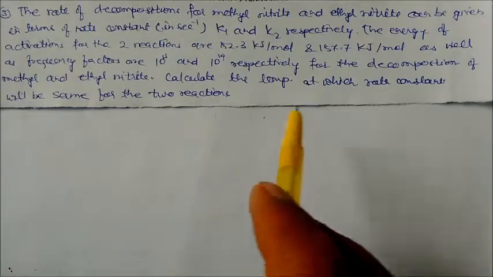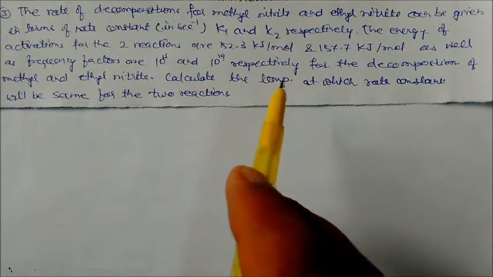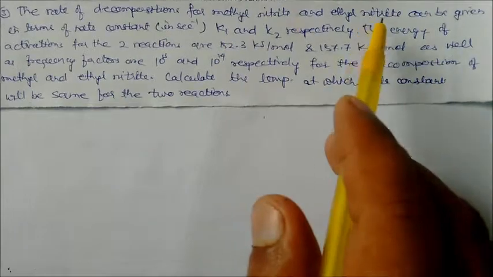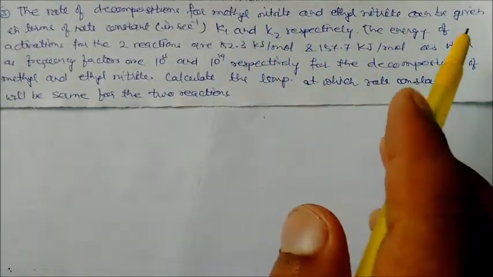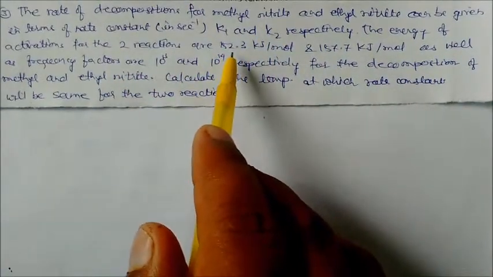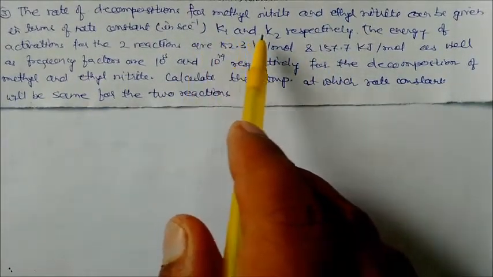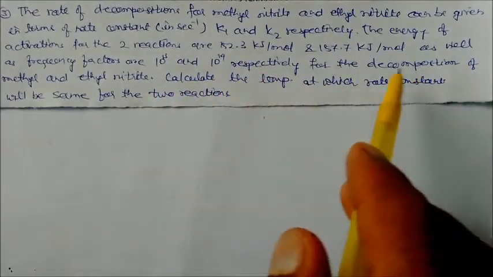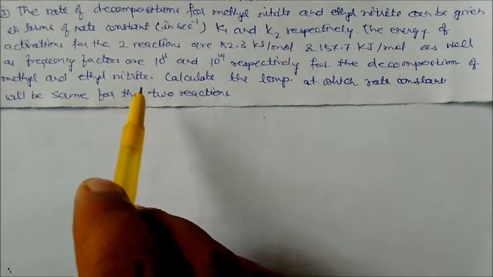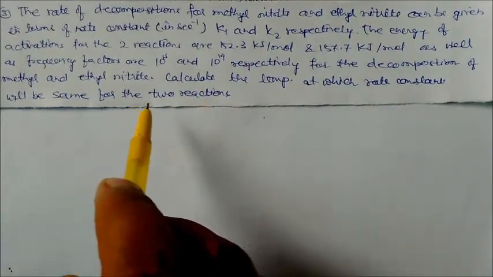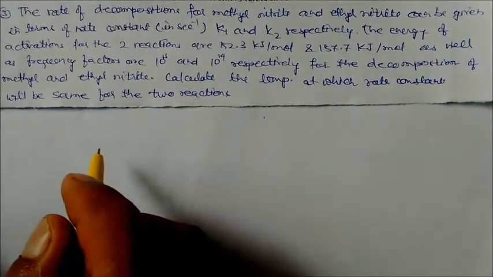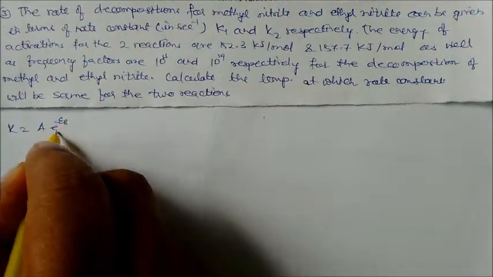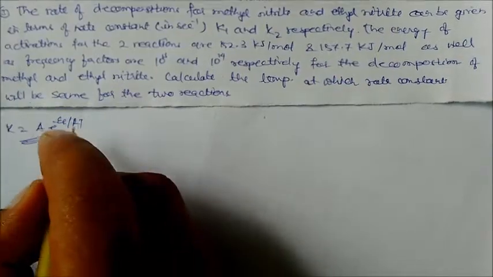So this is somewhat a big question, but the question is big but the answer is not that big. The rate of decomposition of methyl nitrate and ethyl nitrate, the two nitrates given, have rate constants K1 and K2 respectively. The energies of activation of these two reactions are also given, 152.3 and 157.7. So two rate constants and two activation energies are given, as well as the frequency factors. For the decomposition of these two products, methyl nitrate and ethyl nitrate, calculate the temperature at which the rate constant will be the same for the two reactions. So again we have to use this formula only: K is equal to A e to the power minus Ea divided by RT.